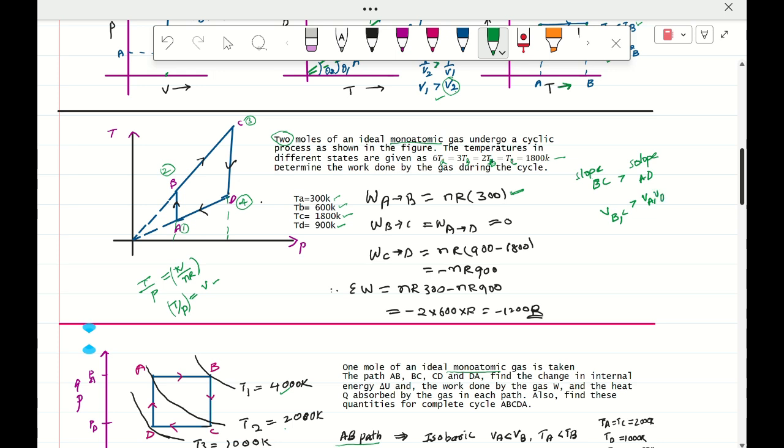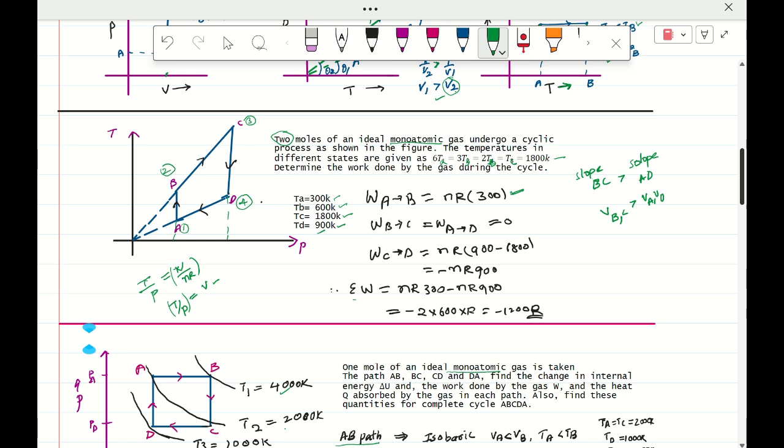Right. So now work done is equal to 0 along BC because it is an isochoric process. In the isochoric process, work done is 0. Same for AD also, 0. Then you have to find out C to D, where temperature is decreasing at a higher pressure. So work done for C to D is equal to nR into (Td minus Tc), 900 minus 1800. Therefore, minus 900, nR into 900.